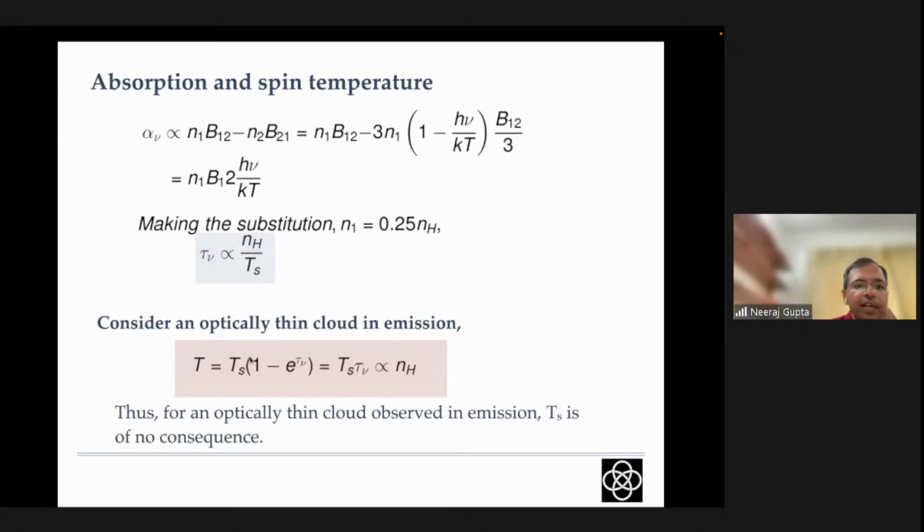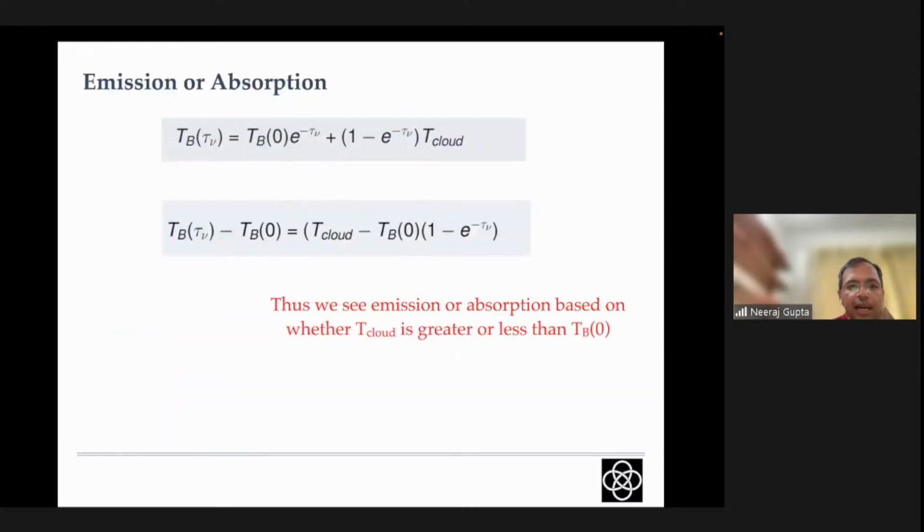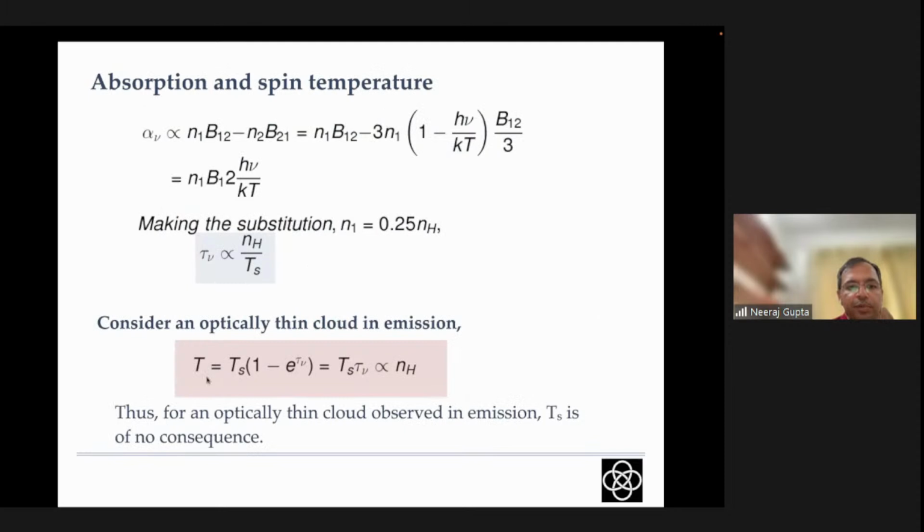Right. So if I take an optically thin cloud, what is the meaning of an optically thin cloud? Optically thin means that the optical depth is much less than 1, right? And I'm considering only a cloud, so there is no background source, which means that I can remove this second term. So there is no absorption, right? I'm just taking the second term from this equation. And if I put this here, Ts times 1 minus e to the minus tau. Now, I know that h nu by k is very small and tau is very small here, so I can write this as Ts tau nu, Ts multiplied by the optical depth, and this is N_H by Ts.